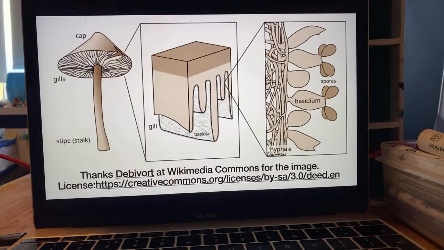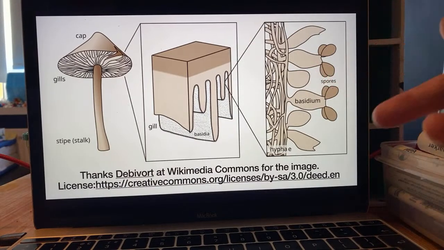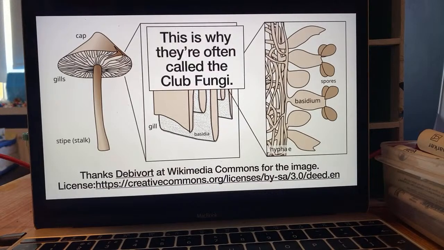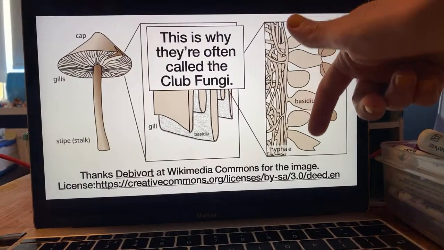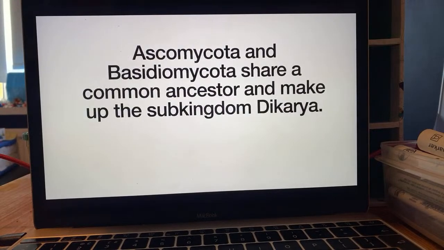But yeah, all the mushrooms in the phylum Basidiomycota have basidia. I know, it's all come together, right? And that's why they're called the club fungi, because apparently basidia look like a club. I don't know. I'm not with science on that one, but no one asked me. So Ascomycota and Basidiomycota share a common ancestor. We might look at this more next week when we look at dinosaurs and fungi.